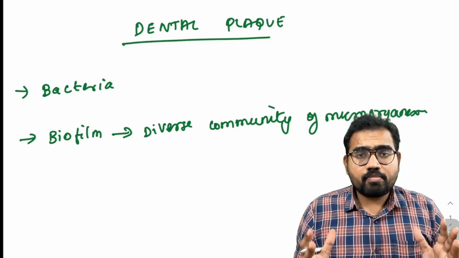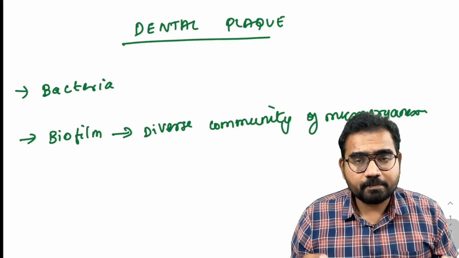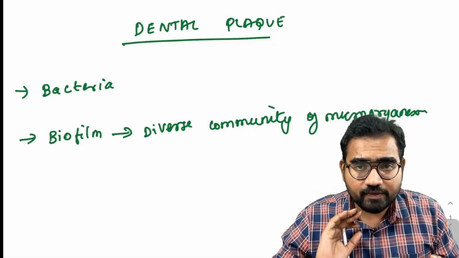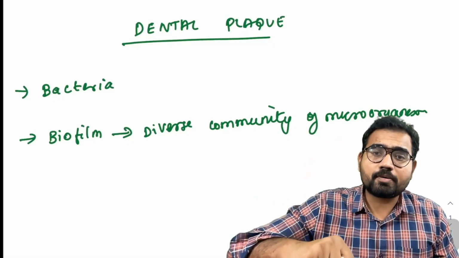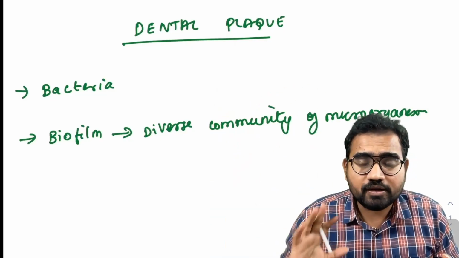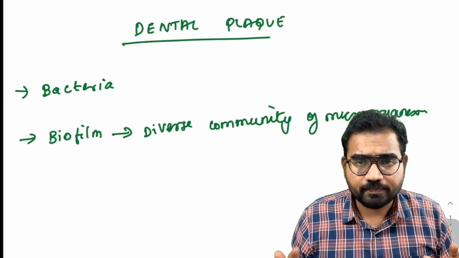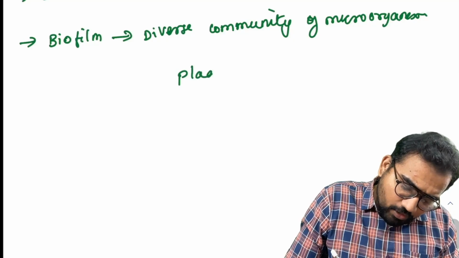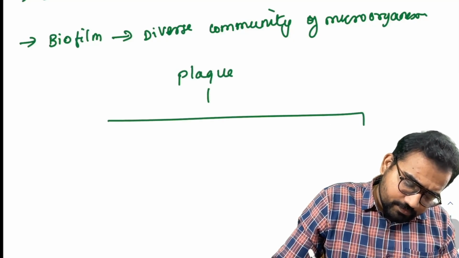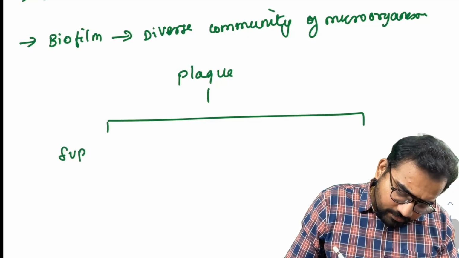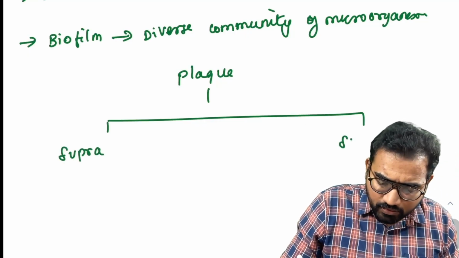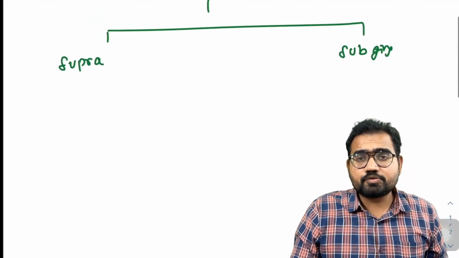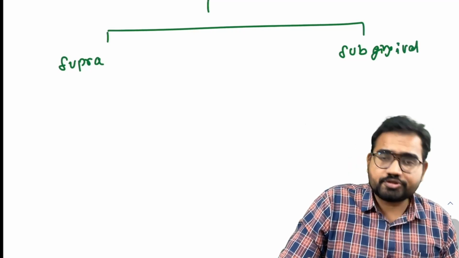Any form of plaque, be it supragingival or subgingival, will invariably have bacteria, and when this plaque matures, it becomes calculus, which will be discussed in further topics. Now, dental plaque can be of two types: it can be supragingival or subgingival.